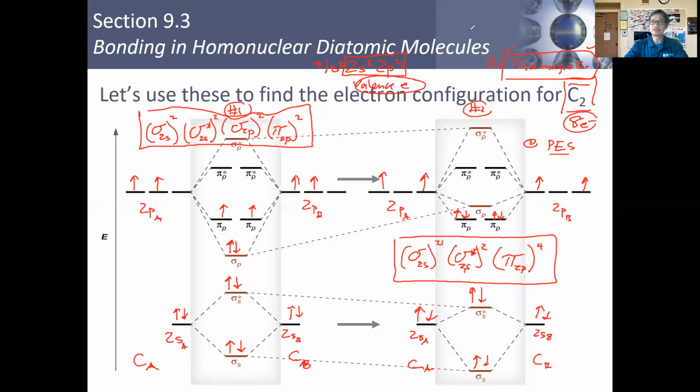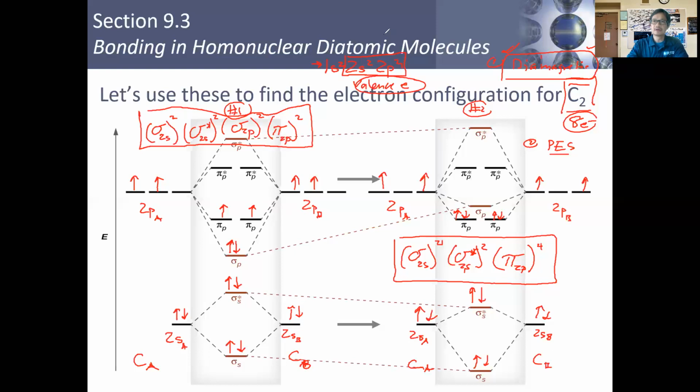Now let's check the first piece of information that we're going to use to determine which one of these is correct, and that is that dicarbon is diamagnetic. What does that mean? That dicarbon has no unpaired electrons. Well, if we take a look at this right here, we have 2 unpaired electrons right here.